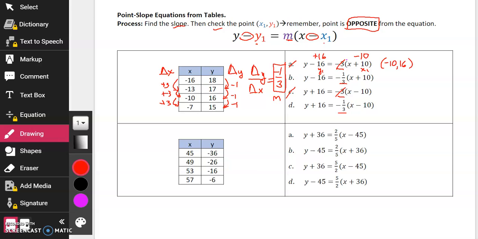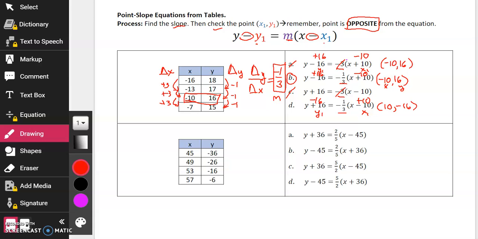So on B, this point is actually negative 10, and this is positive 16. So I'm going to go look in my table. Is there an x that is negative 10? I look and there's x is negative 10, positive 16 with it. So it looks like B, but I'm going to verify what the point is on D. Opposite of what I see. So this is actually positive 10 for x1, and this is negative 16 for my y1.